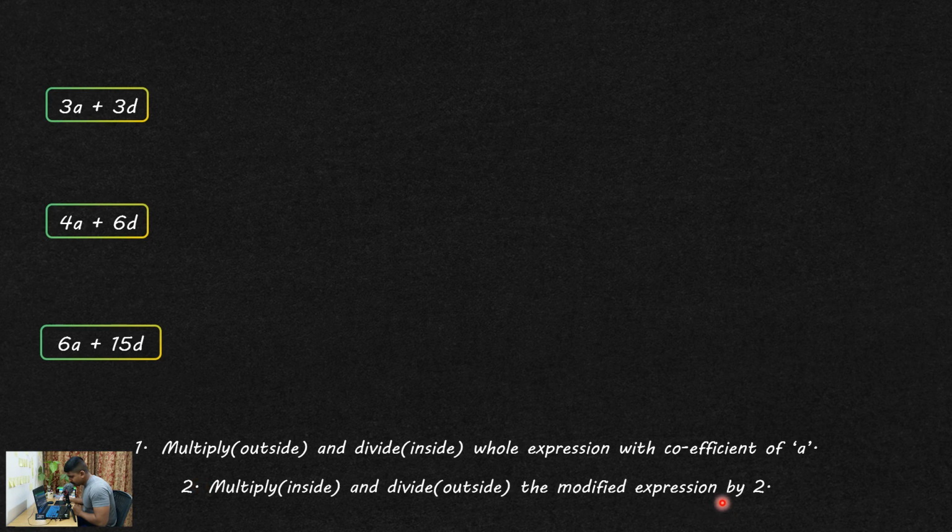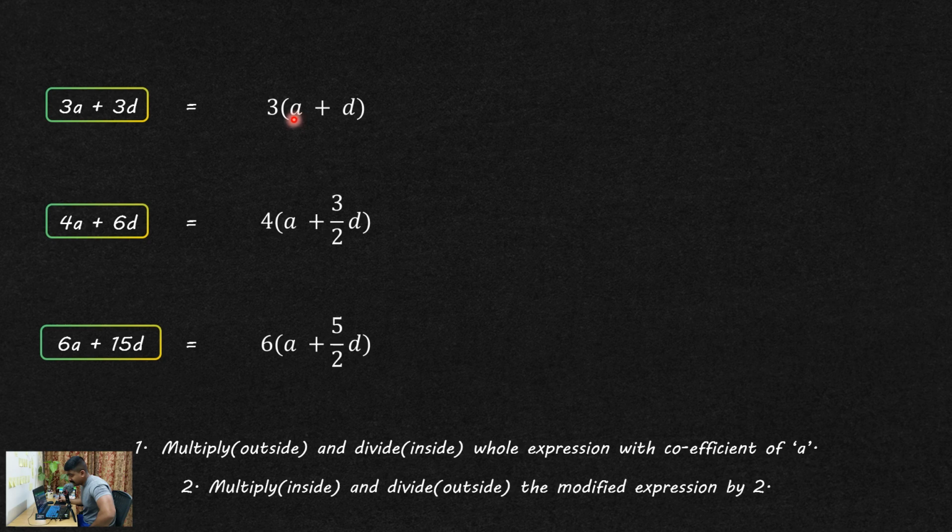According to our first rule, we have to multiply and divide the whole expression with the coefficient of a. So here the coefficient of a is 3, here it is 4, here it is 6. Divide the whole expression by 3, put them in braces, and then multiply the whole expression by 3 itself, since 3 is the coefficient of a. Here, divide the whole expression by 4, put them in braces, and then multiply the whole expression by 4. Similarly, divide the whole expression by 6, put them in braces, and then multiply the whole expression by 6.